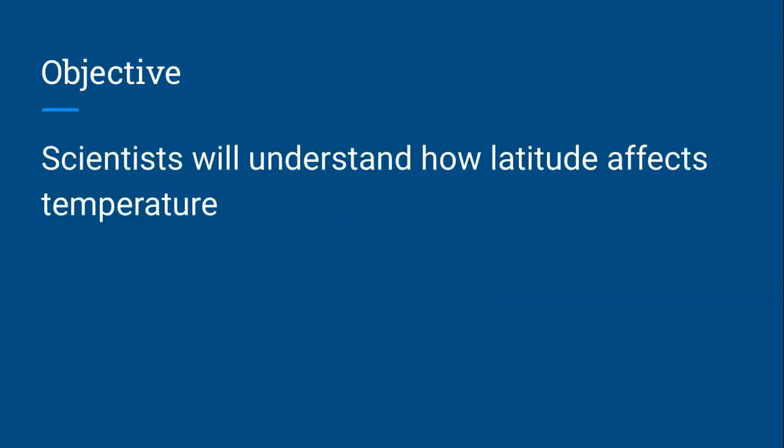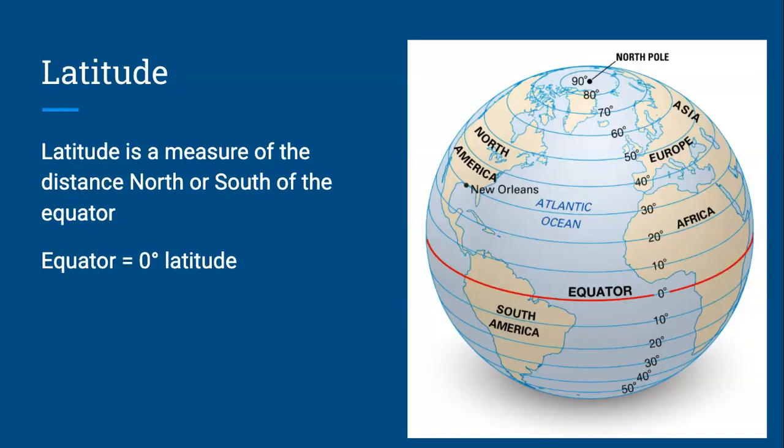Temperature zones. In this video, scientists will understand how latitude affects temperature. Let's start with latitude. Latitude is simply a measure of the distance north or south of the equator. You've probably heard of the equator. It's that imaginary line that goes around the middle of Earth. Now, as you start traveling towards the North or South Pole, the latitude starts to increase.